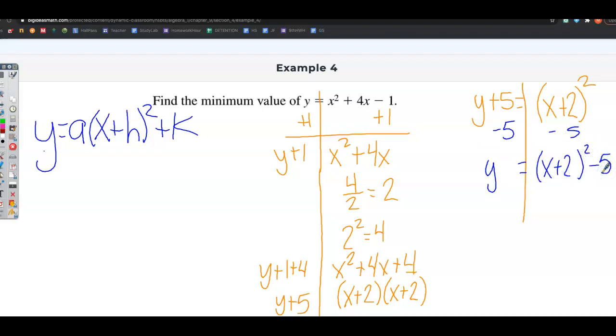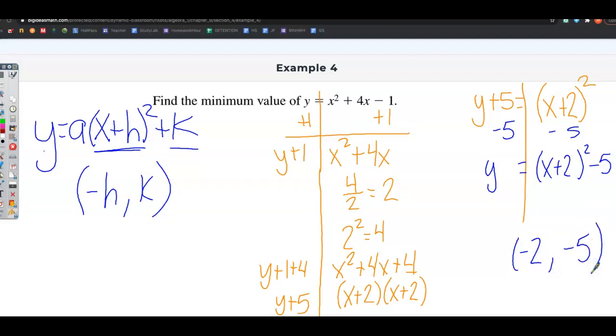Now remember, when we have it in this form, you can just tell me the vertex, right? Because this tells me where I shift it left or right. This tells me if I shift it up or down, correct? So it's left 2, down 5. Since the x's lie, it's negative h comma k for our vertex. So it would be negative 2 comma negative 5 for our vertex, which is also our minimum value.